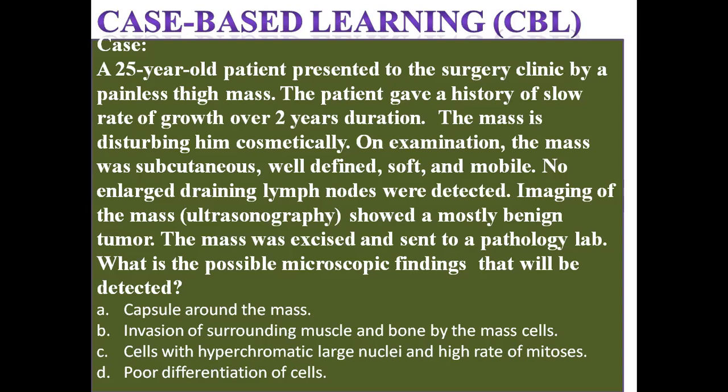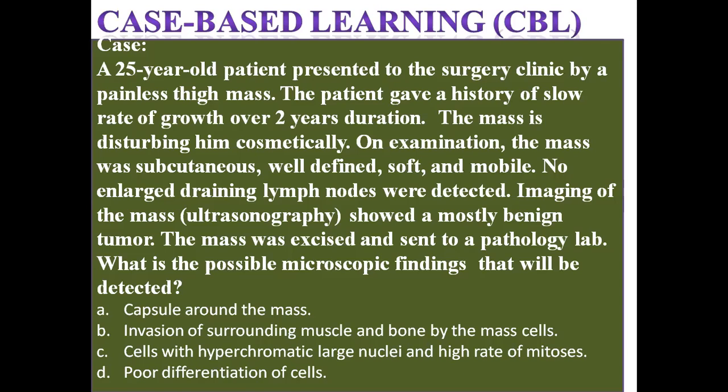And sent to a pathology lab. And always know that any excised tissue from the body must be sent for pathological examination to rule out malignancy, to exclude a hidden malignancy here. Okay? So the mass was excised and sent to the pathology lab. What are the possible microscopic findings that will be detected? We now think it is a benign tumor, right? What are the possible microscopic findings that we will find in this benign tumor?